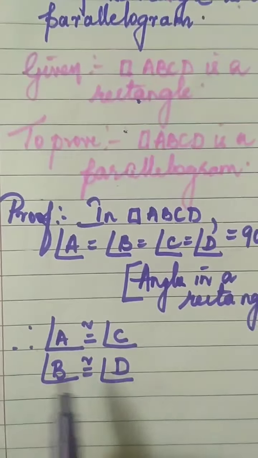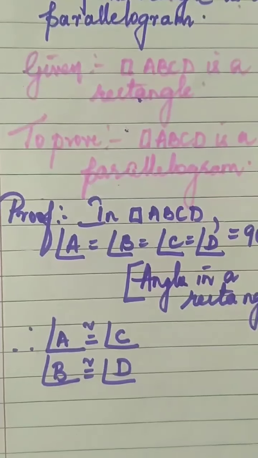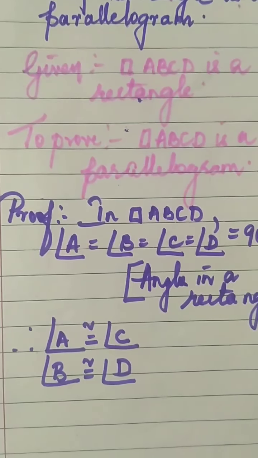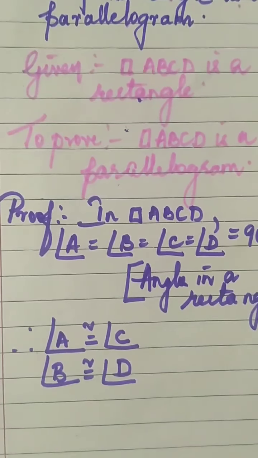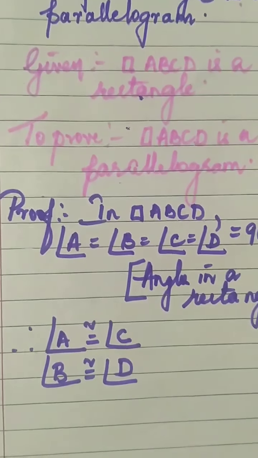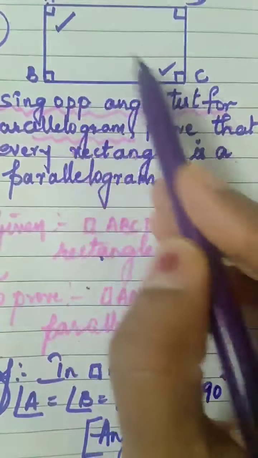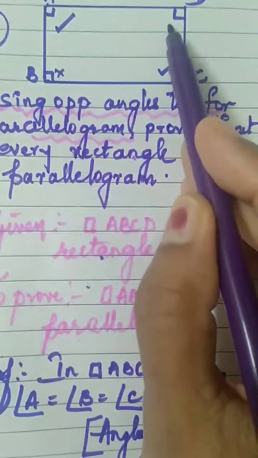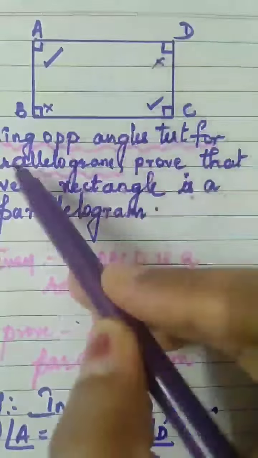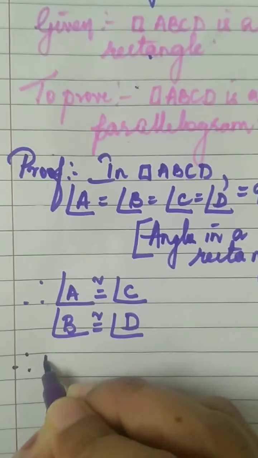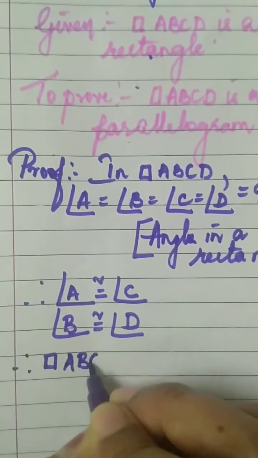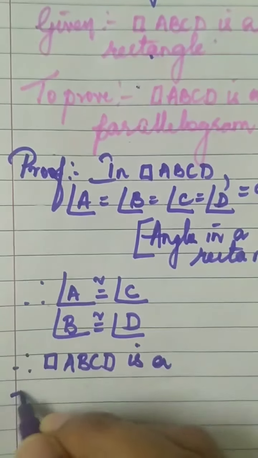So if opposite angles are congruent, then the quadrilateral is a parallelogram. Test of parallelogram we have studied. How did we prove that? The test of parallelogram, kindly go through the previous video. We had taken x, x, y, y, used the 360 property and we proved it. Same way here, opposite angles are 90-90. This also, opposite angles are 90-90. So if the opposite angles are congruent, then this became a parallelogram. So therefore, quadrilateral ABCD is a parallelogram.